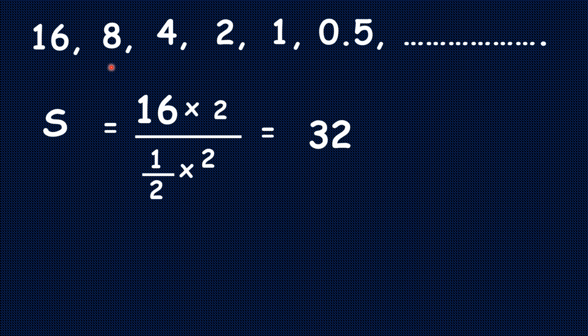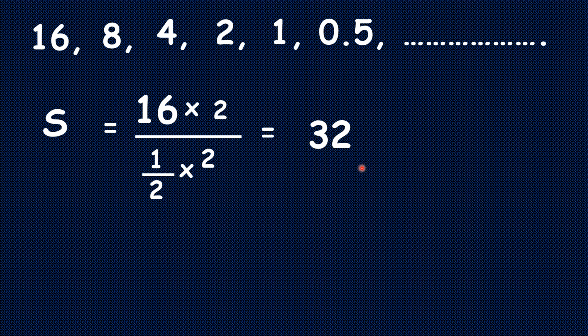16 plus 8 is 24. 24 plus 4 is 28. 28 plus 2, 30. 30 plus 1, 31. 31 plus 0.5, that is 31.5. If we keep adding the terms continuously, we will tend towards 32. So that's why the sum to infinity is equal to 32.